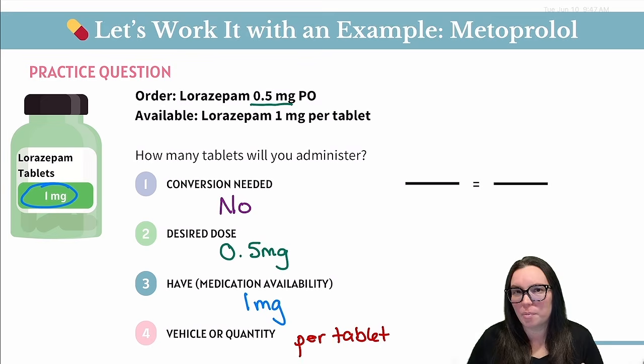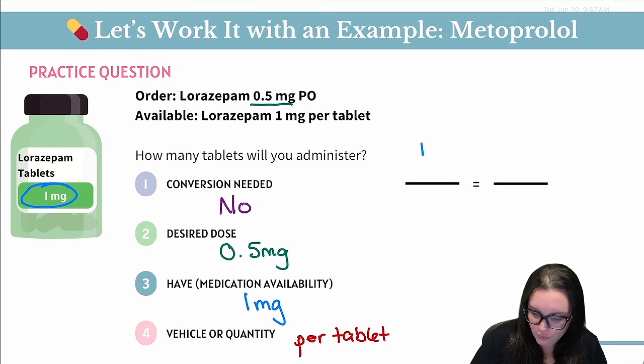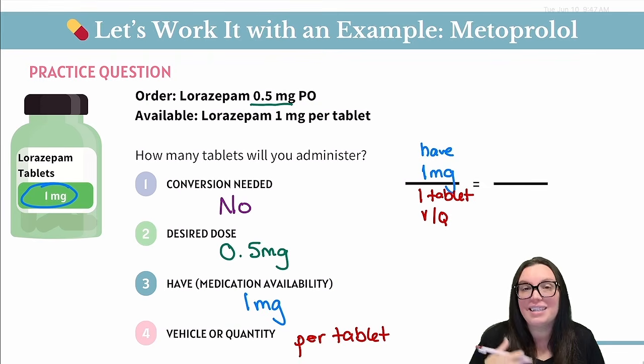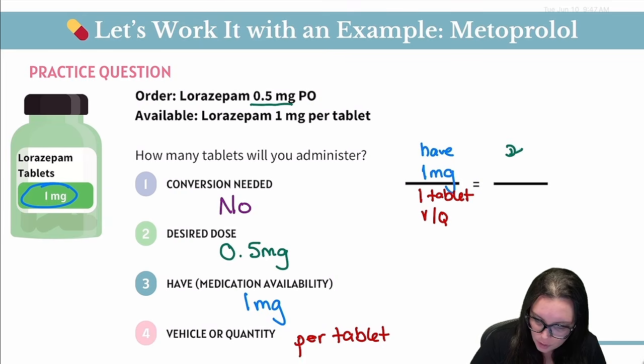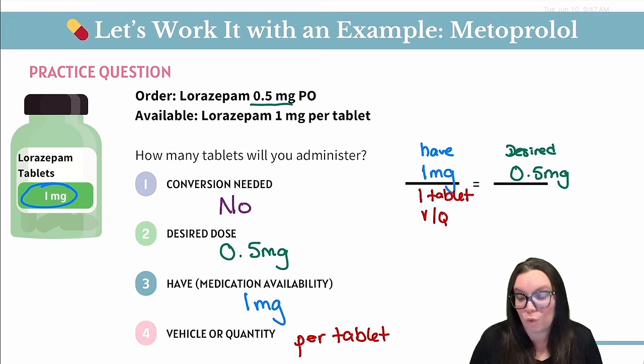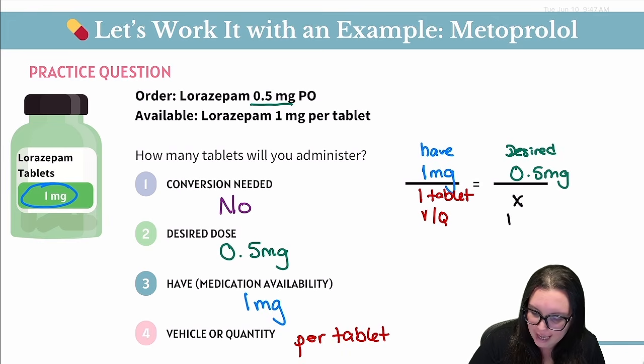So now we're just going to start plugging things in, right? Our first numerator is our have. That's going to be 1 milligram. Our denominator of that fraction is going to be our vehicle or the quantity. We know that that's available in 1 tablet. For our next fraction, the top is going to be the desired dose. What do we want to give to this patient? We want to give 0.5 milligrams. And then, of course, the bottom is what we're trying to solve for. That's our x. How many are we going to give?